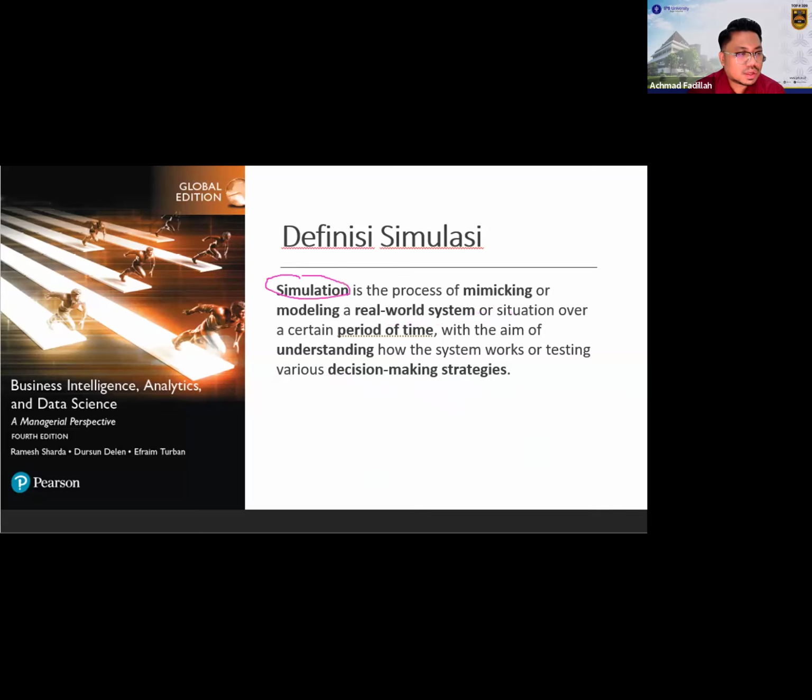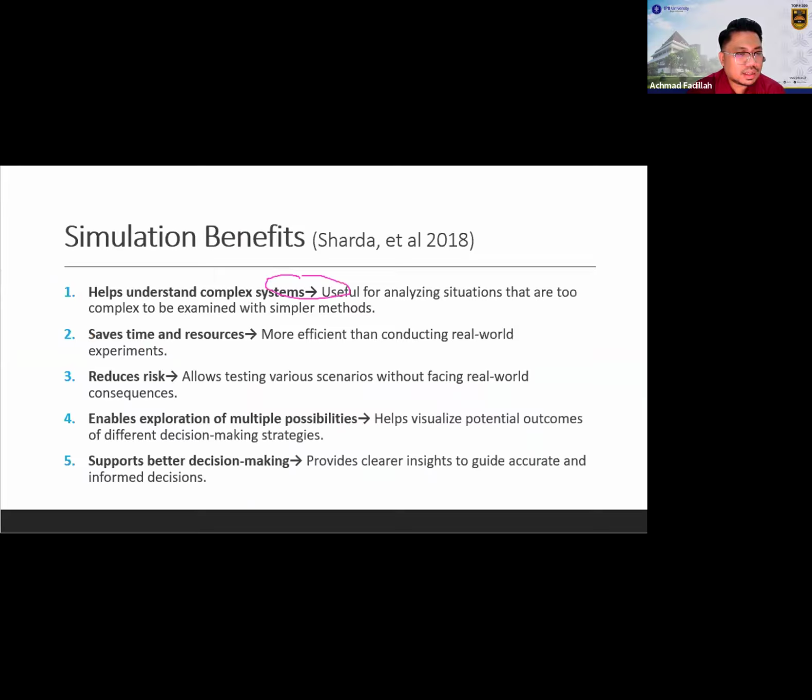Because next we will see what the benefits are. I already mentioned mimicking something. Before you invest money, you can just simulate the model and then see the result, rather than investing in the real world and getting a negative profit. That means it's not good in business. So first, this helps with understanding complex systems.